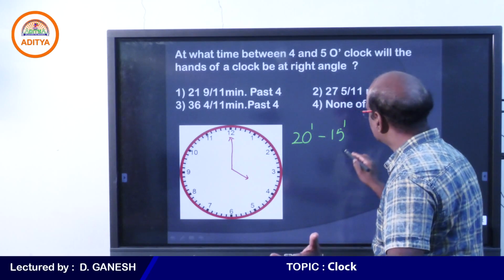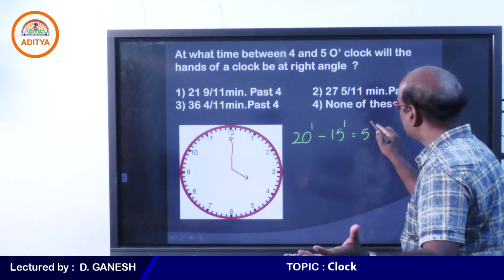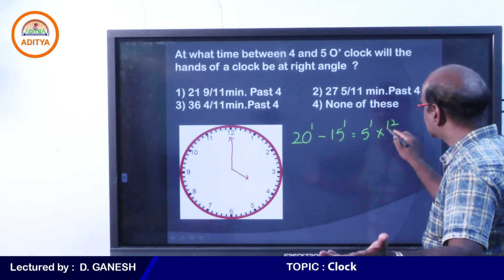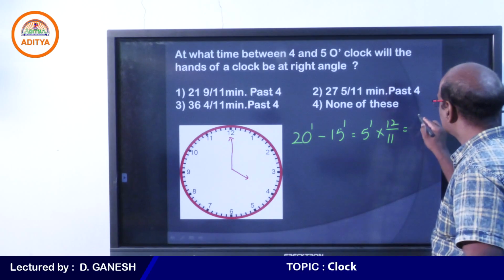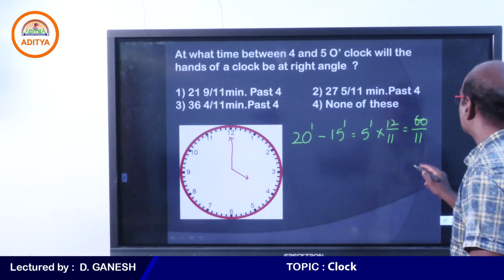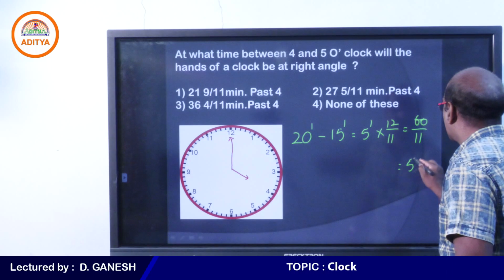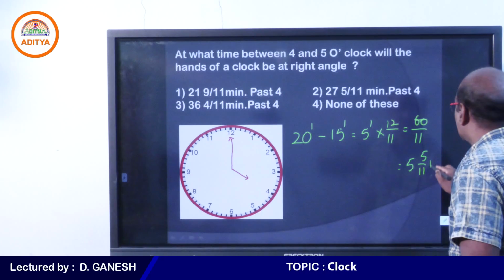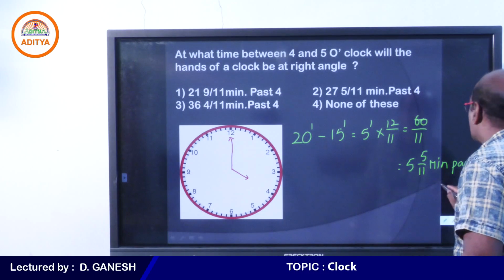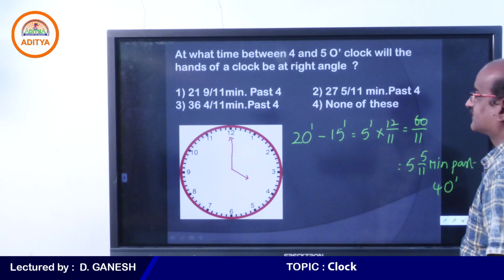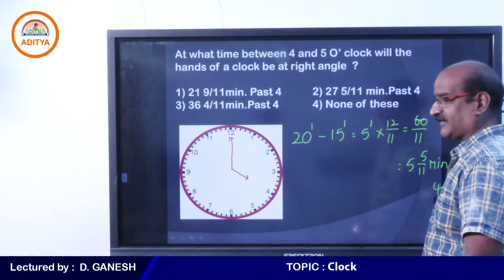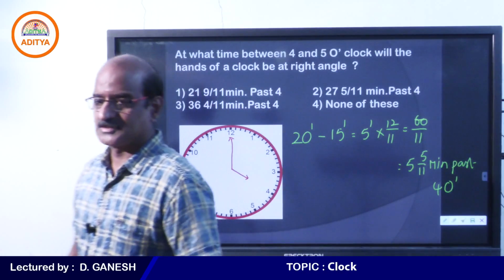Which means the minute hand has to move how many divisions? 5 divisions. But every one division is covered in how much time? 12 by 11 minutes. Therefore, 5 by 11 minutes past 4 o'clock. Student, I think you understand my point. So one answer is 5 by 11 minutes past 4 o'clock.